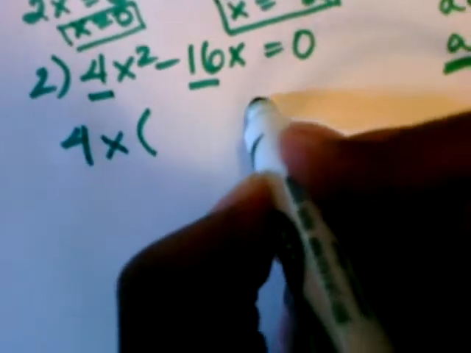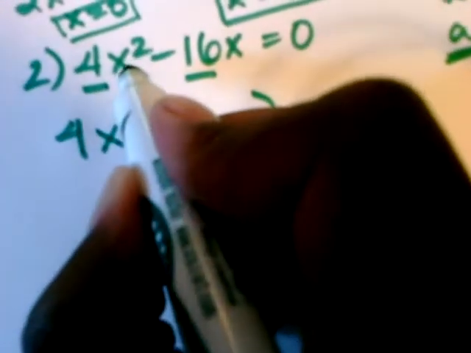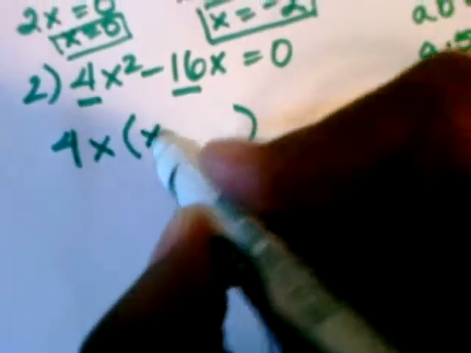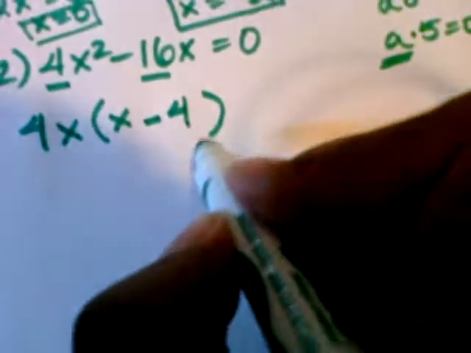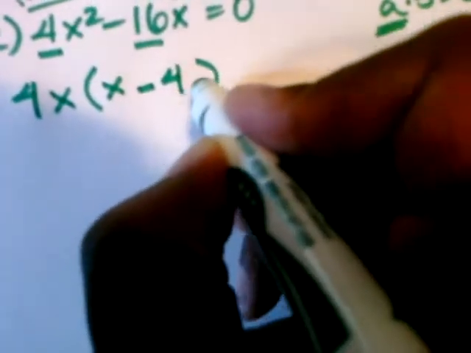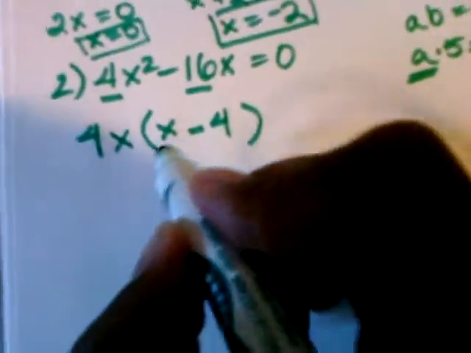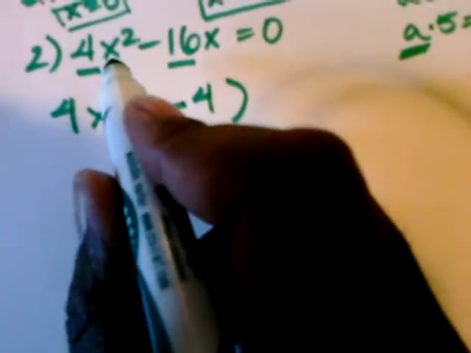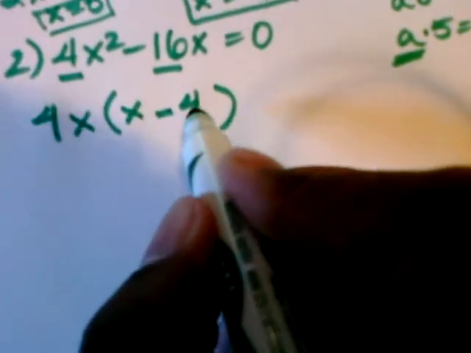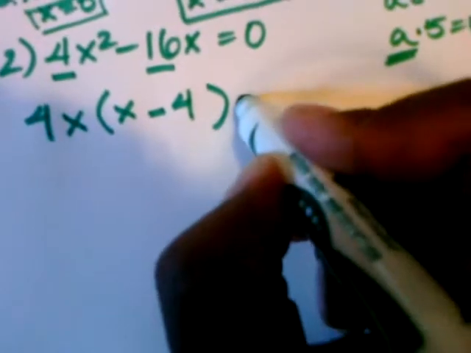I'm going to open up my grouping symbol. If I take a 4x out of 4x squared, I have just x left. If I take a 4 out of a negative 16, I have a negative 4 left. But if I take an x out of that x, then I have 1 left. So 4 times 1 is 4. Even if you were to check this with the distributive property, 4x times x is 4x squared. 4x times a negative 4 is a negative 16x. I'm going to set that equal to 0.